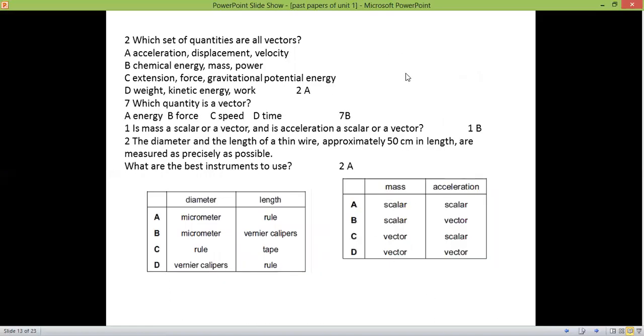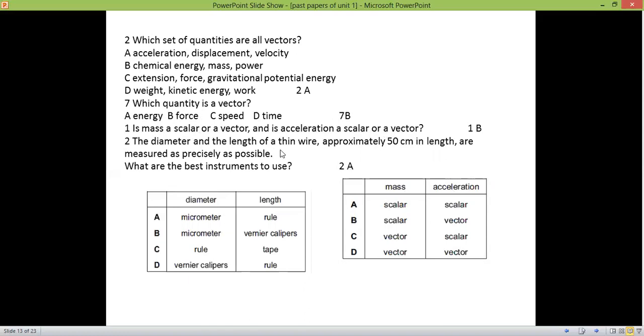Next, which set of quantities are all vectors? A is the correct answer. Acceleration, displacement, velocity, all these three are vectors. Which quantity is a vector? Again, force. B is the correct option. Next, is mass a scalar or vector and is acceleration a scalar or vector? Over here we have to choose. Mass is a scalar quantity, acceleration is a vector quantity, so B is the correct answer. Mass scalar, acceleration vector.